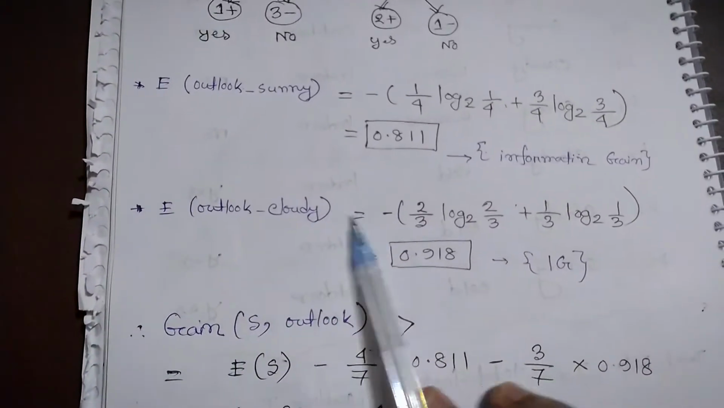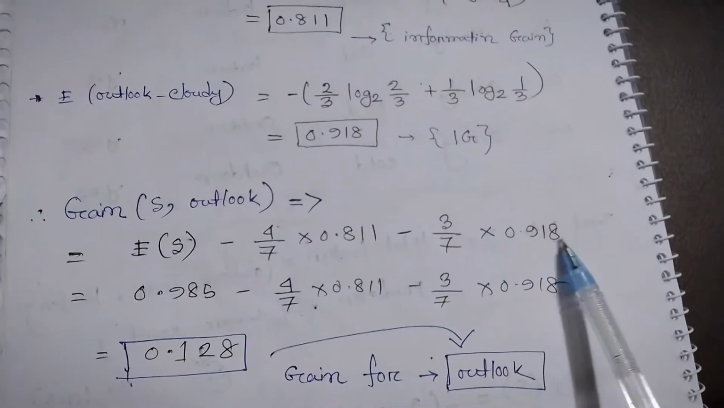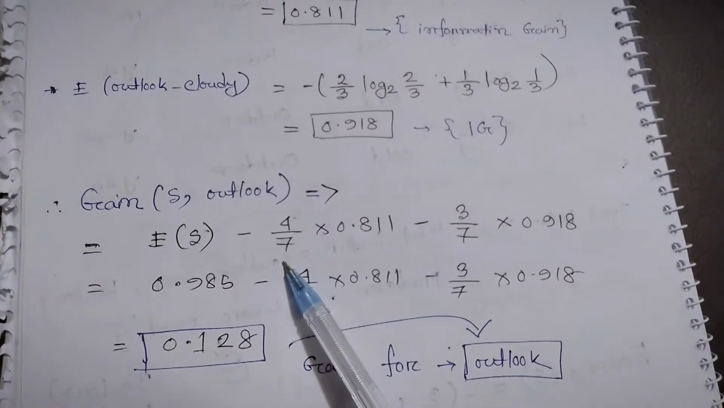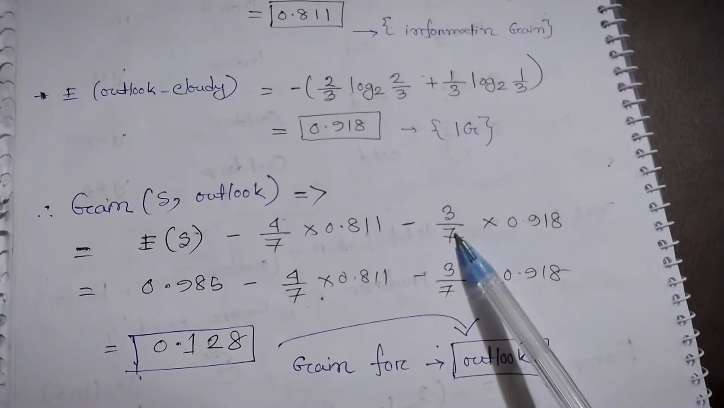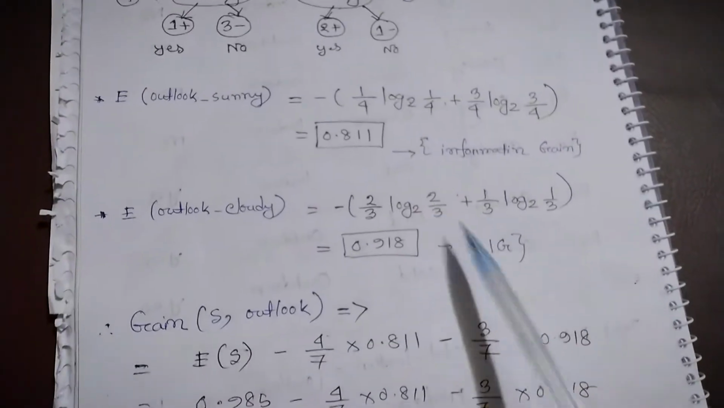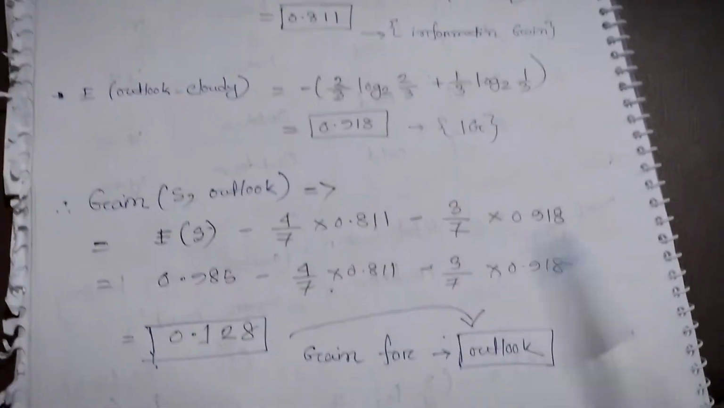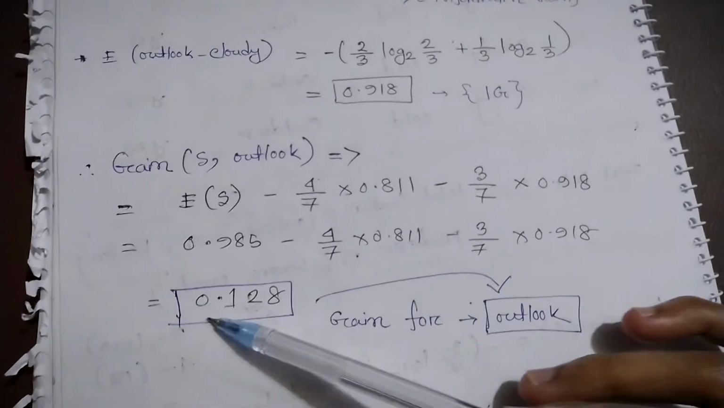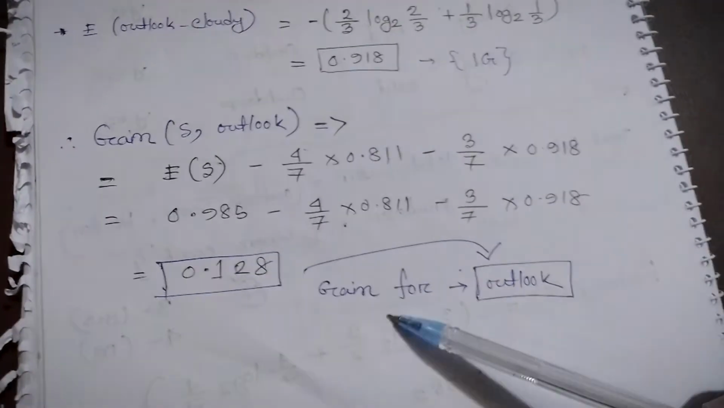So 3 by 7 times the entropy of outlook for the cloud, which is 0.918. So total, minus 4 sunny divided by 7 total items times its entropy, minus 3 by 7 times the cloud's entropy, which is 0.918. This is the total thing that you learn. Just apply all those values and calculate, and you get 0.128. This is the total gain for your outlook.